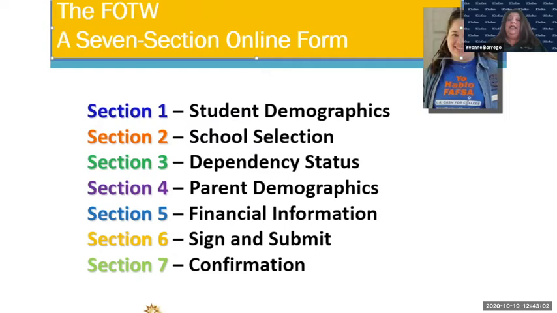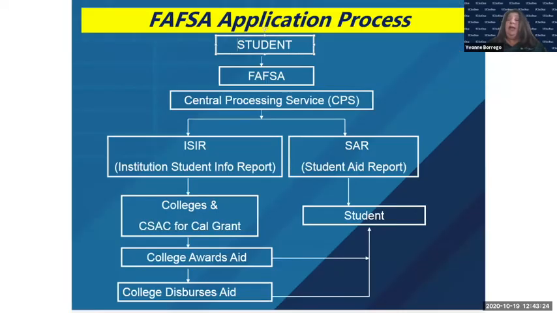Then they're going to ask the dependency status. Again, most students, if not all of you students in the audience this evening, are going to be a dependent student because you're under the age of 24. They're going to ask information on your parents' demographics and financial information, sign and submit, and then you'll have a confirmation sheet. So the student completes the FAFSA or the DREAM Act.